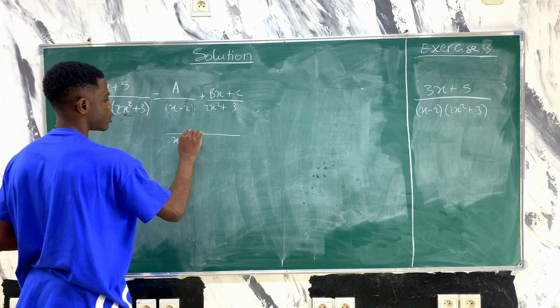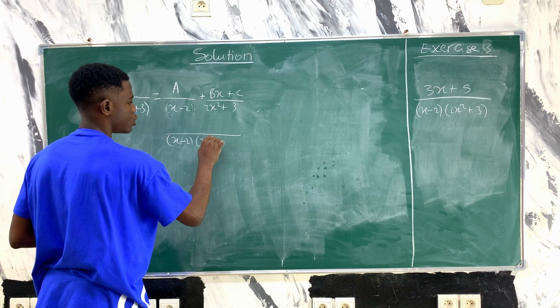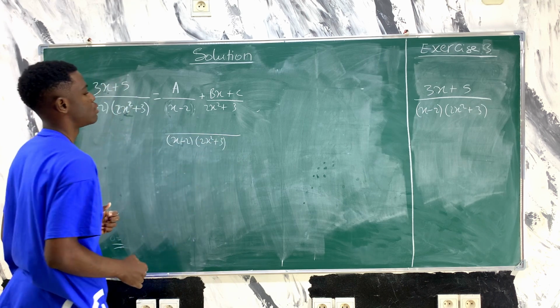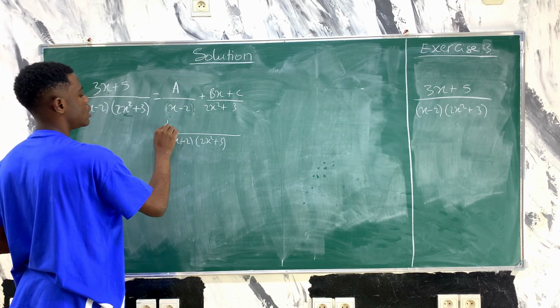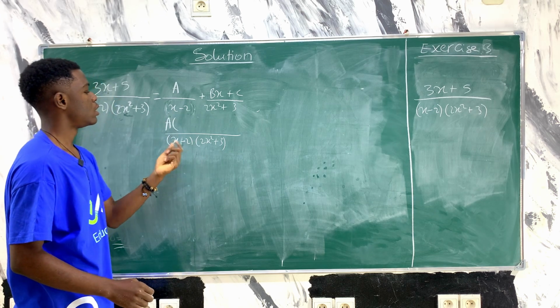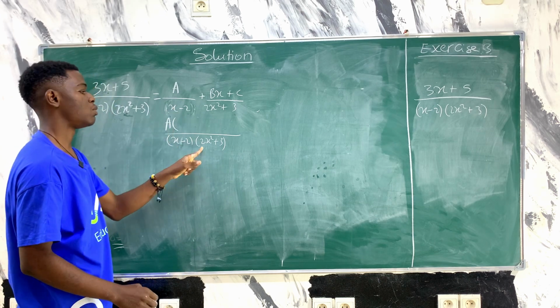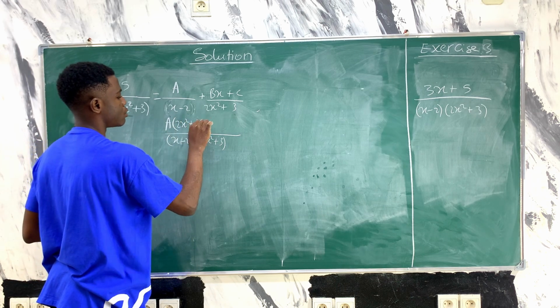So I'll write it: x minus 2, into 2x squared plus 3. When I find my LCM, I do this divided by this times A. So it is A into, when I do this divided by this, x minus 2 will cancel x minus 2. I'll be left with 2x squared plus 3.